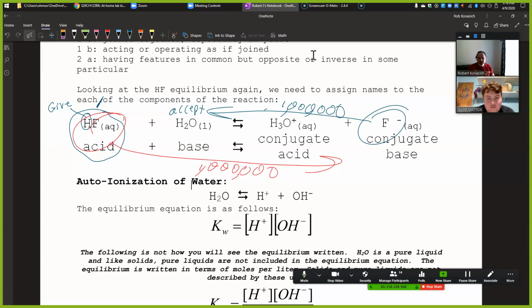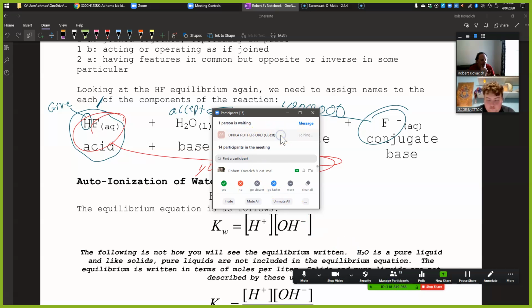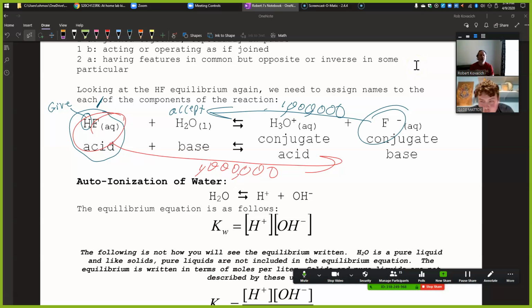Is there a way to capture the ions and use them for something helpful? Morning, Annika. Use them for something helpful. Battery.